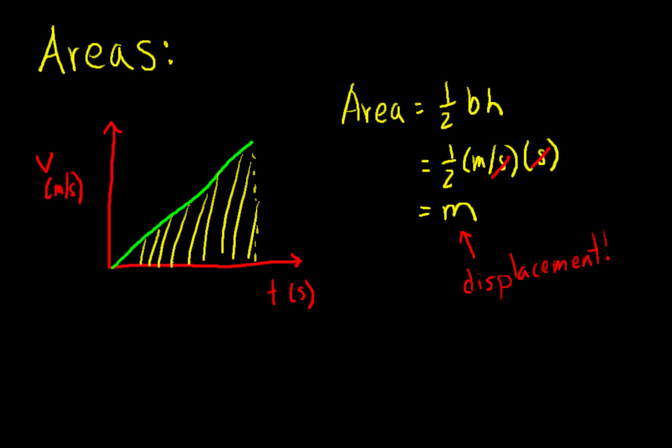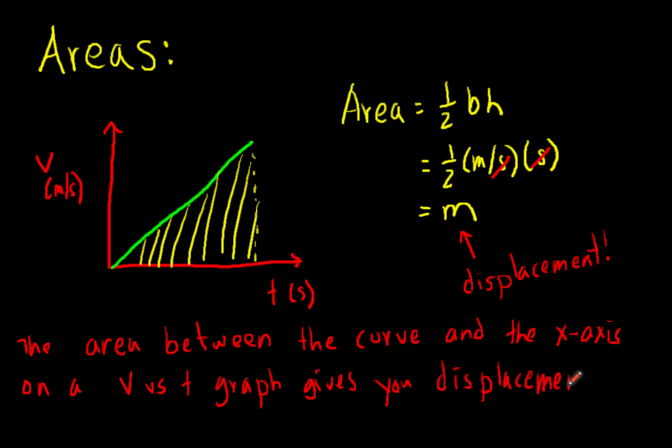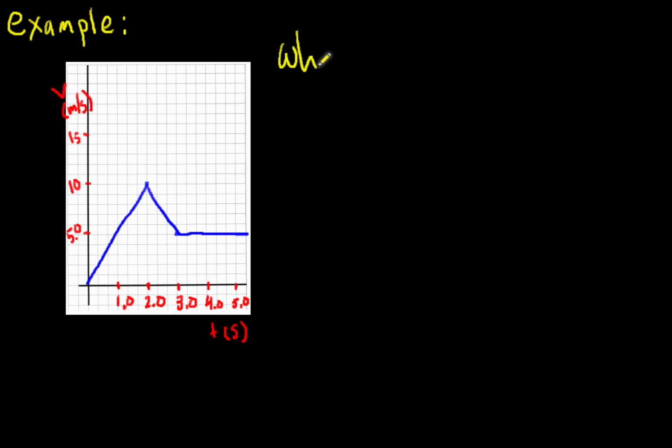So using unit analysis, we can see that the area between the curve or the graph and the x-axis, which is time, on a v versus t graph gives you displacement. Underline between the curve and the x-axis. This is going to be really important later. Start with an example. Pause the video and draw a picture of this example and then continue.